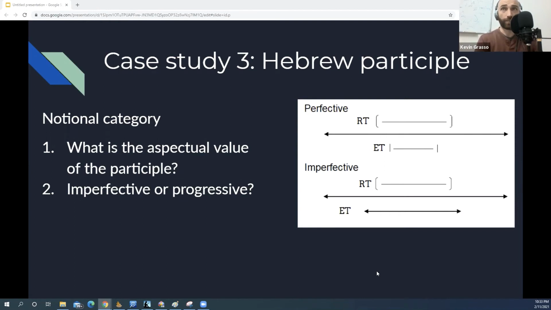So again, what is the Hebrew participle? People debate about this form. Some people include it in their system, some people don't, and there are different reasons for that. So the question we can ask is, what is it doing aspectually, and how do we figure that out, right? Most people, if you include it in the verbal system, will say it's imperfective or progressive, right? That's the normal thing to say.